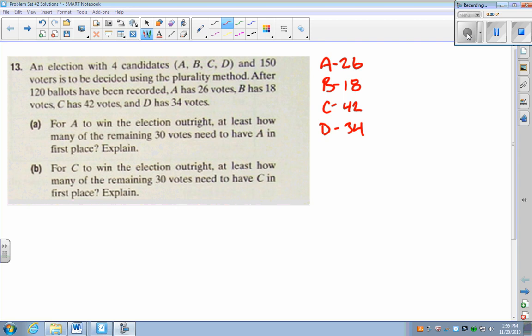Okay, so here's you guys' solutions to the second problem set. I told you I'd post these so you can take a look at them if you had any questions. So number 13 again, we kind of read through it.